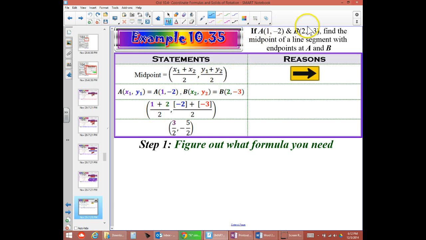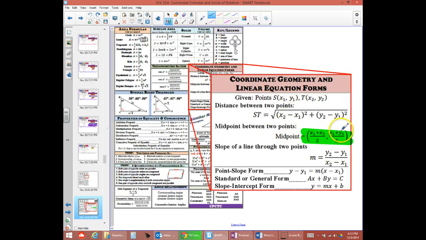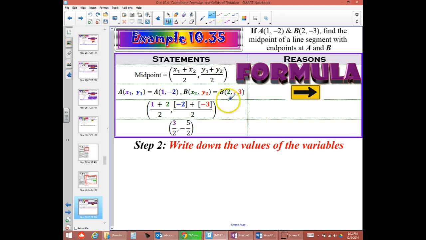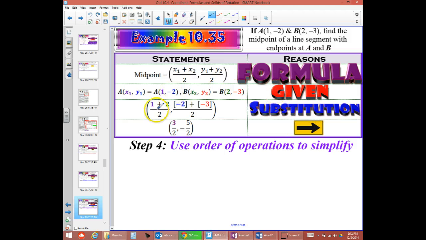Look, we have if A and B are those points, we want to find the midpoint of the line segment. So here's my midpoint formula. It comes right off of the cheat sheet right here. Here's the midpoint formula. We use this formula by plugging in for x1, y1, and x2, y2. So they're giving information. They told us this. Now all we got to do is substitute that information in.